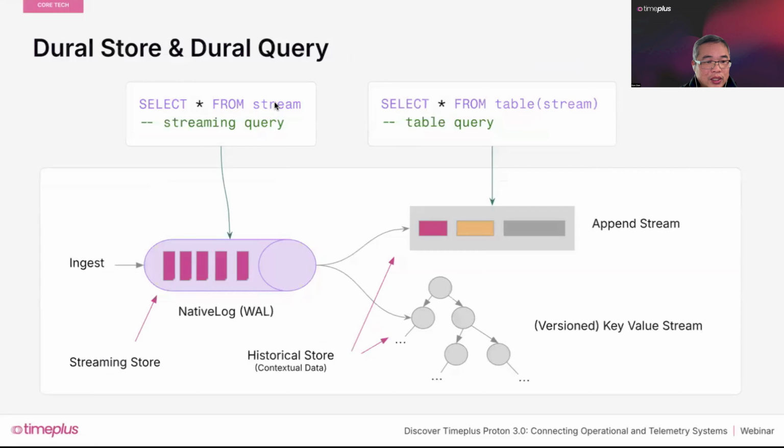So one of the key principles in Timeplus Proton is what we call dual store and dual query. Native log is the stream store, as we call it, which buffers the data, just like a persistent queue, but queryable. And in the background, we have the historical data store, append stream, and also the mutable stream or versioned KV stream, and they can be used to enrich the whole data processing pipeline. Next one.